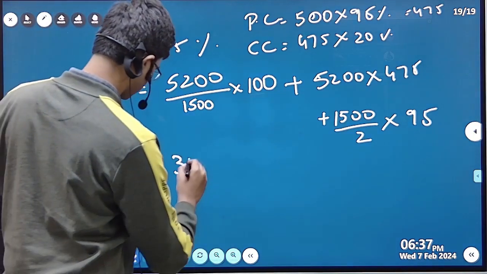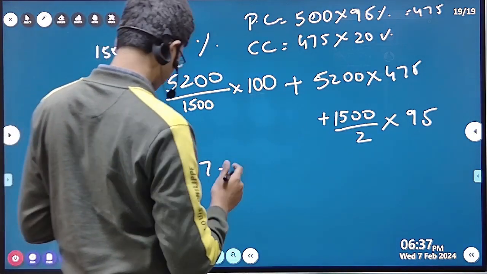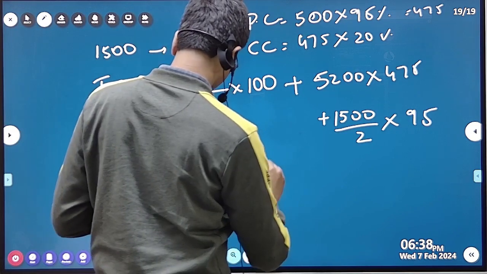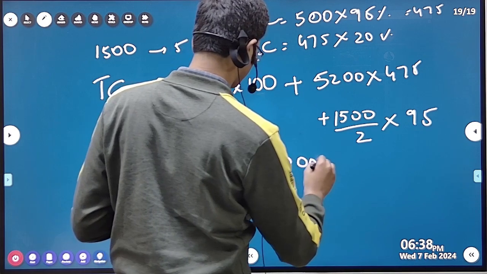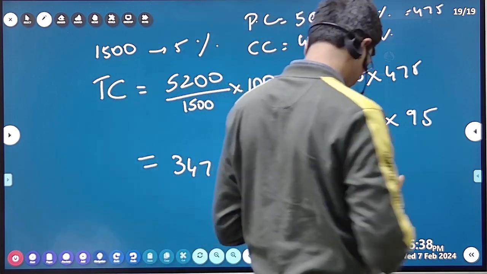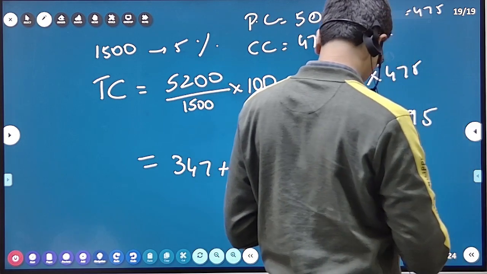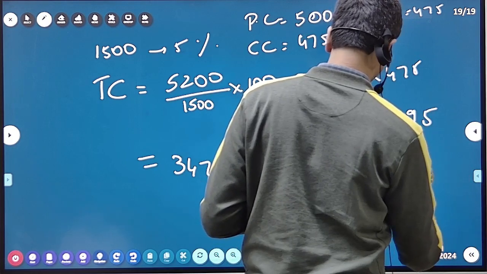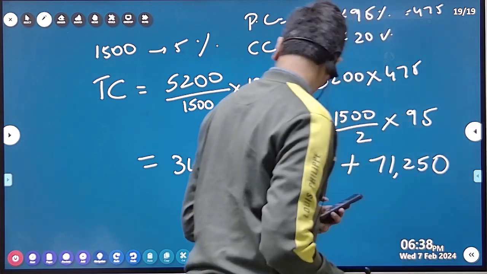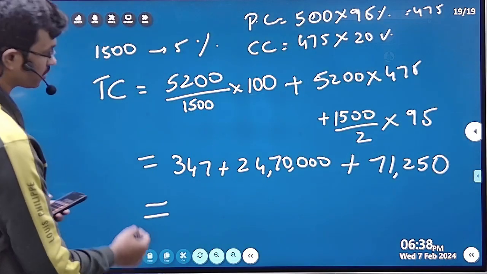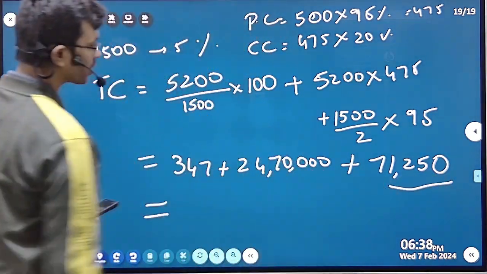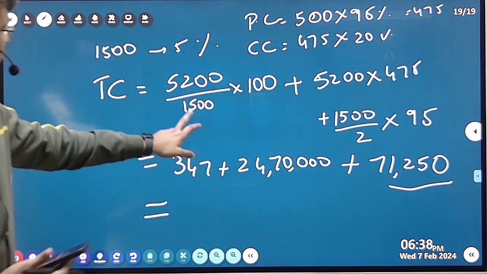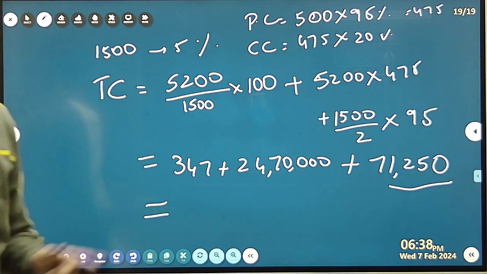This is 347 rupees plus 24 lakhs 70,000 plus 71,250. So we can see there is a significant increase in our inventory cost. From 5,100 it has increased to 71,000 because we have increased the quantity from 102 to 1500, right?